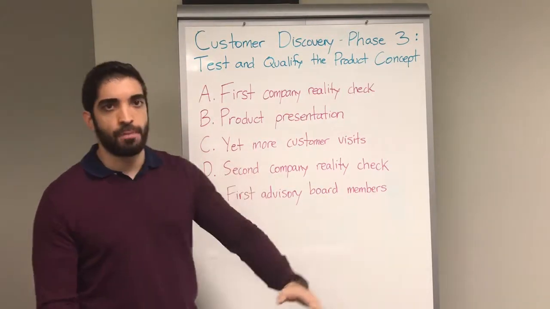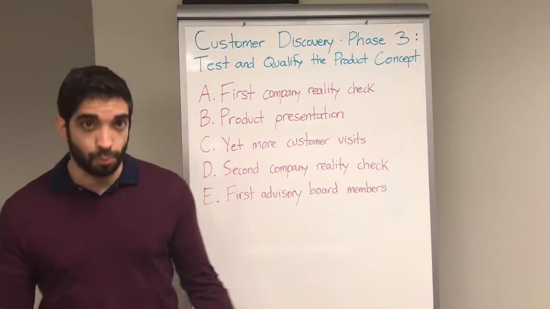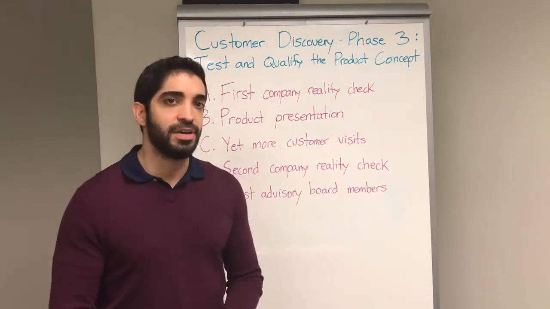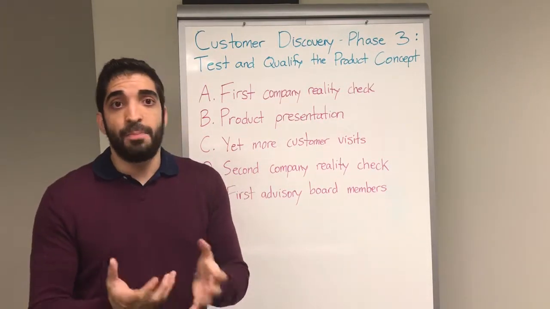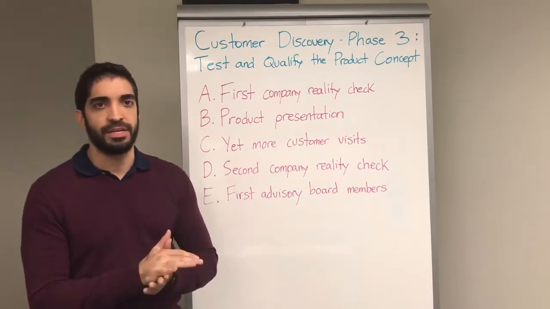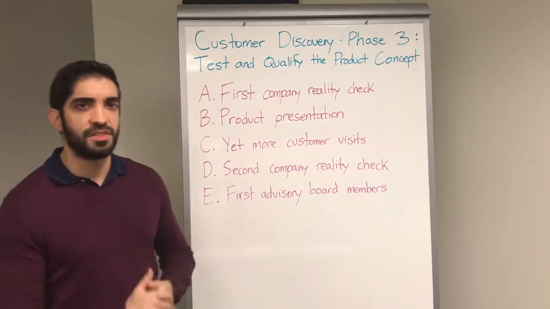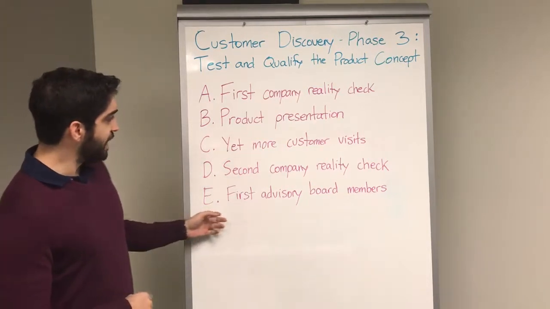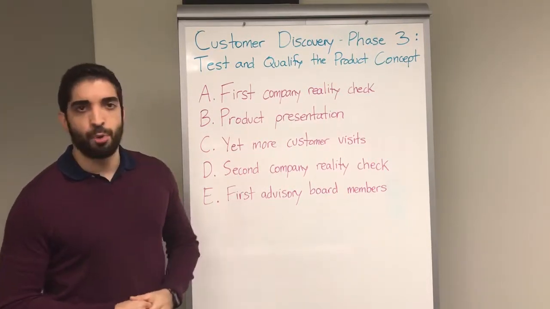So you have to keep looking for a market for your initial version of your product, and once you've exhausted all the possibilities, then you can have the pivot or persevere meeting. And if you haven't watched that video, I highly recommend my video on pivots in the Lean Startup series. And then the last part here is first advisory board members.